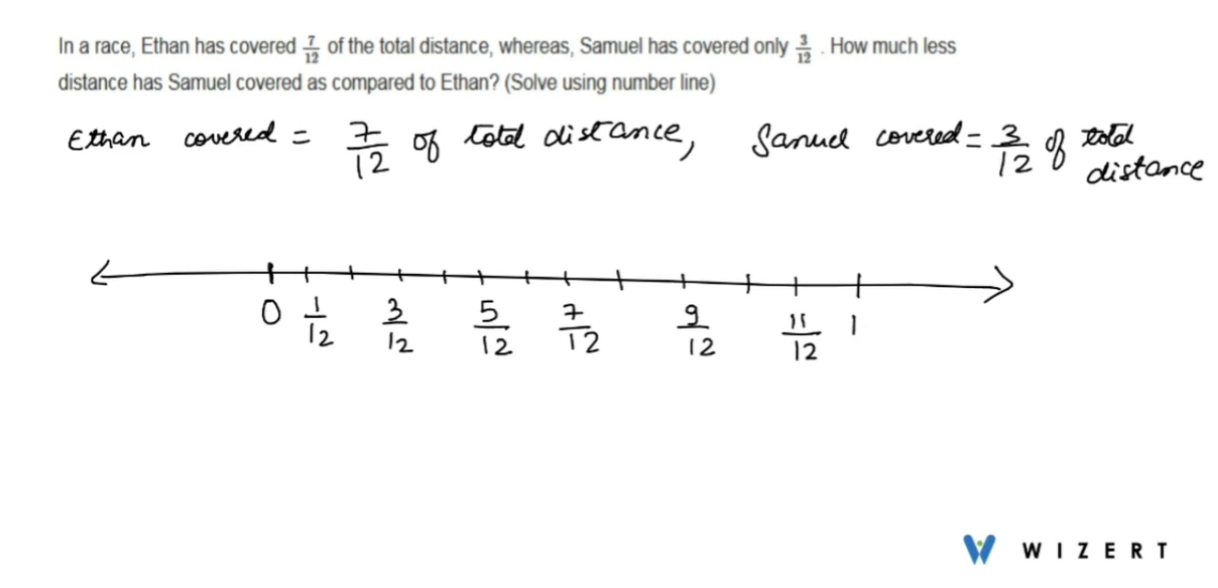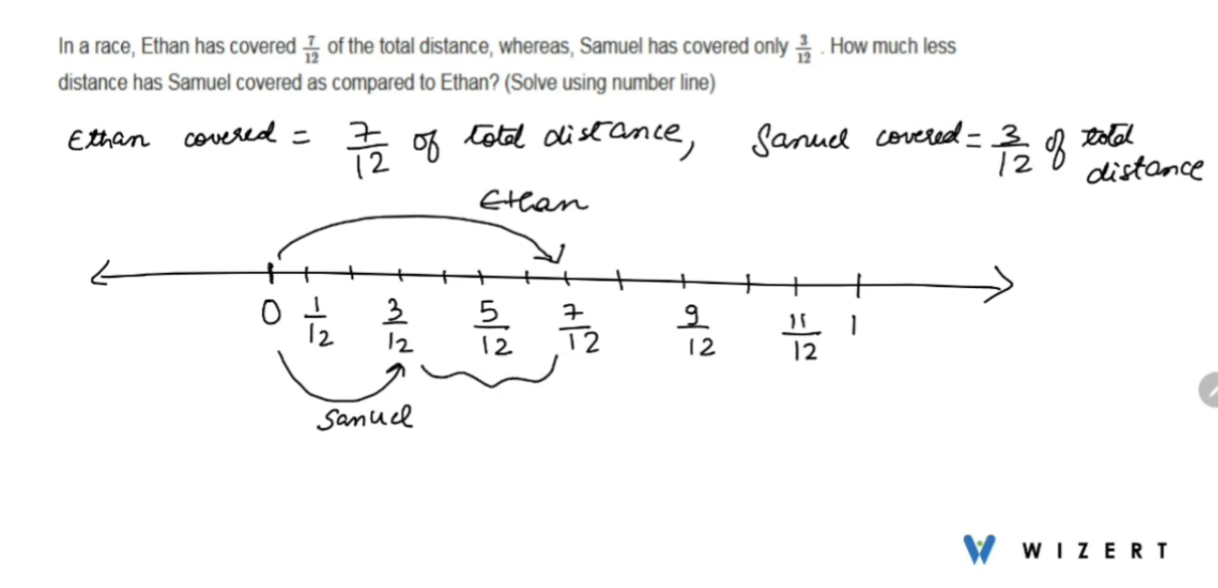Now in the question, it is given that Ethan travels 7/12 of the total distance. So if this is the 7/12 part, this distance is covered by Ethan. Now Samuel covered 3/12 of the total distance, so this distance is covered by Samuel. Now how much less distance did Samuel cover as compared to Ethan? So basically this is our required distance. Samuel covered less than Ethan.